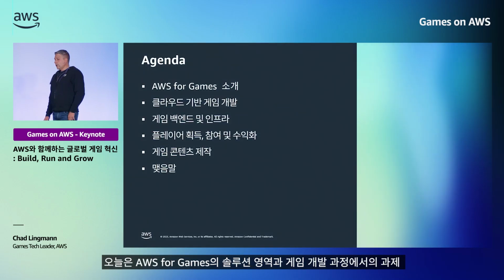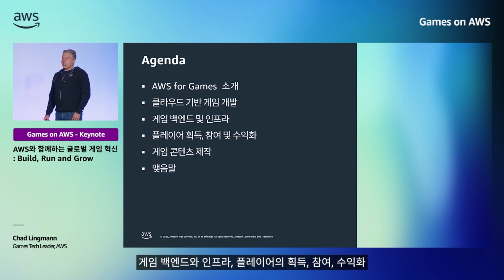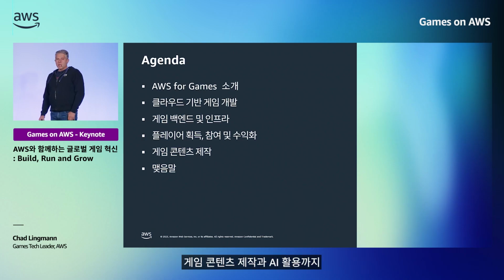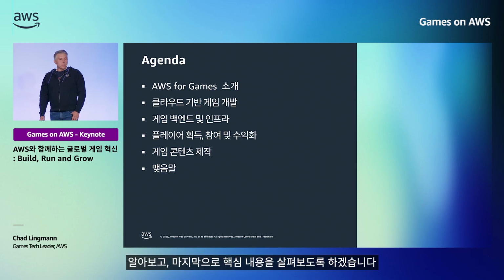Here's what we'll cover today: about AWS for games and solution areas, game development challenges, game backend and infrastructure, player acquisition, engagement, and monetization, game content creation, and AI for games, and then some key takeaways.